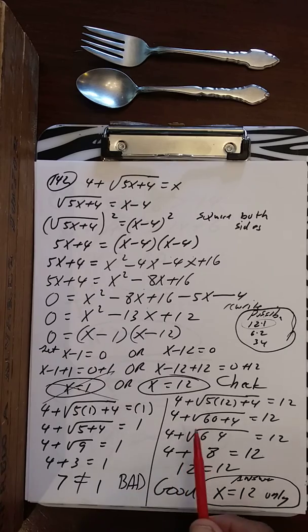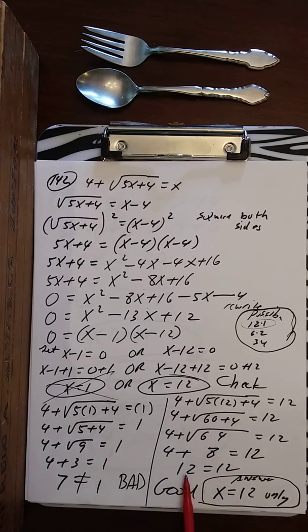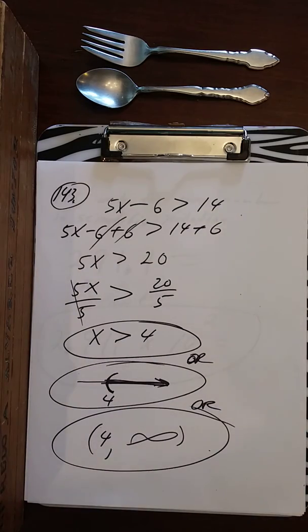Next one. 4 plus the square root of 5 times 12. 5 times 12 is 60. Plus 4 is 64. Square root of 64 is 8. 4 plus 8 is 12. The other side is 12. Does 12 equal 12? Yes. That's a good answer. So the 1, nope. The 12, yes. So the only answer that works here is what? The positive 12. You have to check the answer for extraneous solutions, or bad answers.